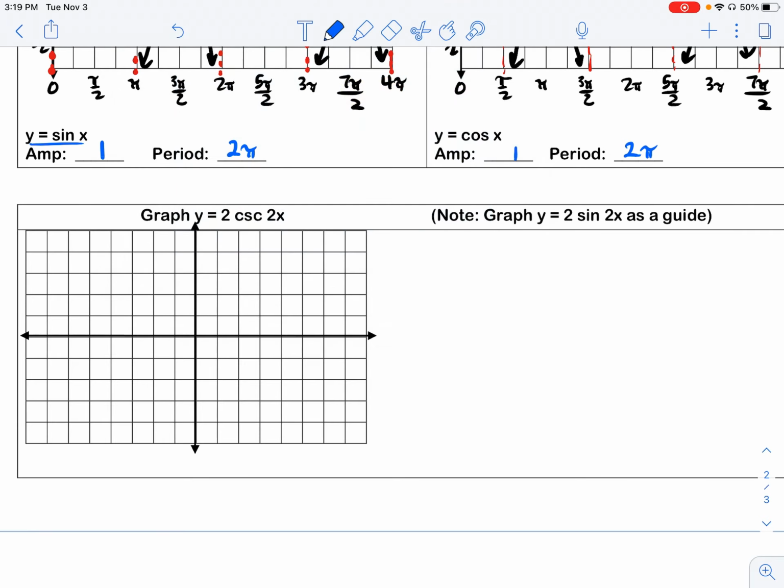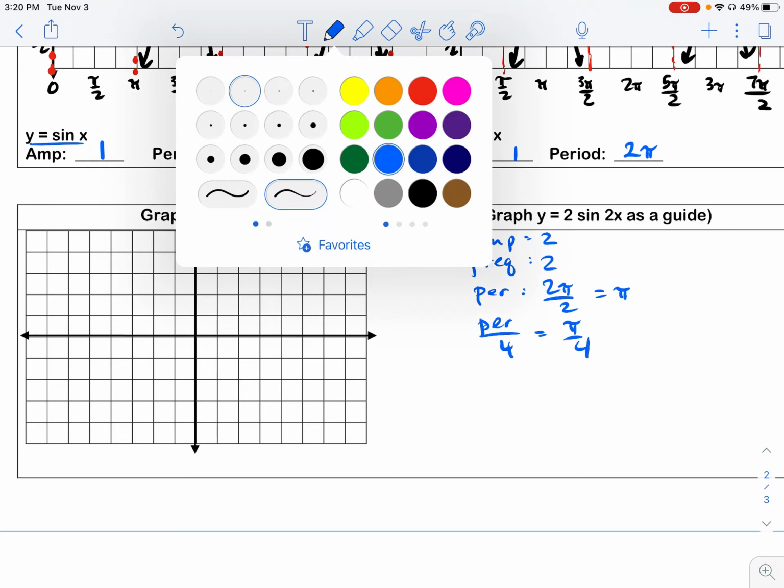I'm going to change my color again. So we know that the amplitude is going to be 2. We know that its frequency from this is going to be 2, which means the period is 2 pi divided by 2, which is pi. And the period divided by 4 is pi over 4. So using this information, let's graph what we know.